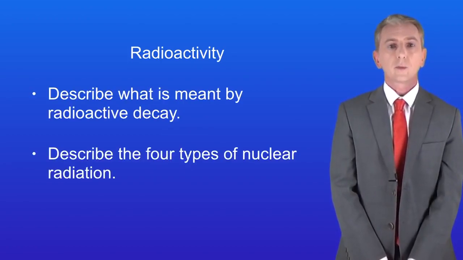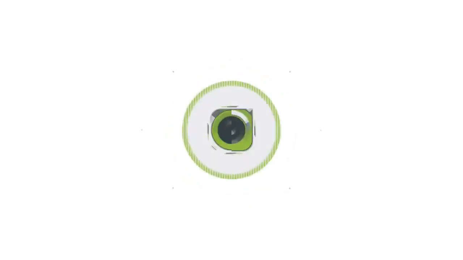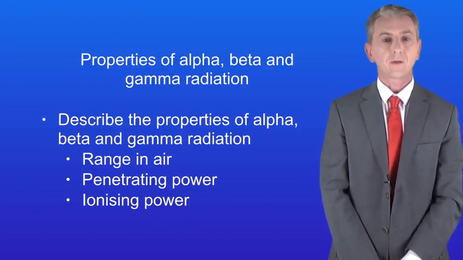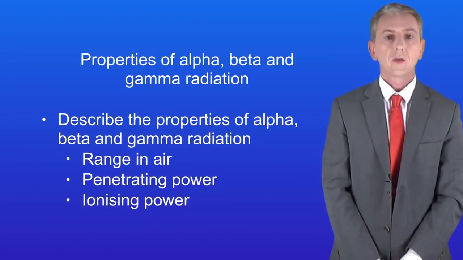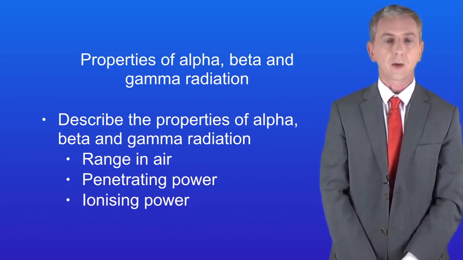Okay, so hopefully now you should be able to describe what's meant by radioactive decay. You should then be able to describe the four types of nuclear radiation. By the end of this video, you should be able to describe the properties of alpha, beta, and gamma radiation. These include their range in air, their penetrating power, and their ionizing power.